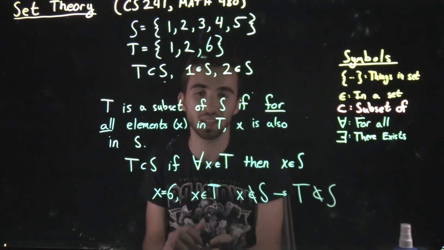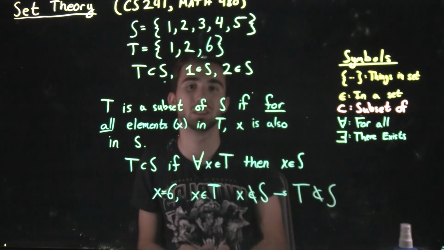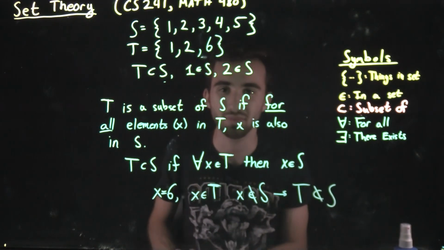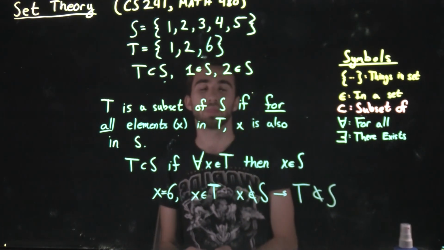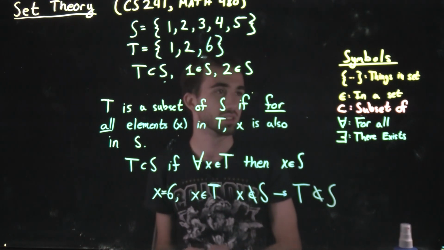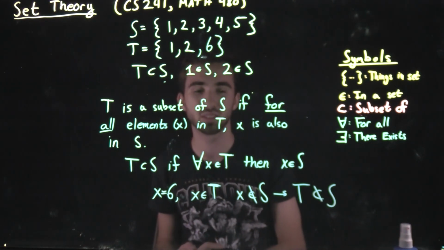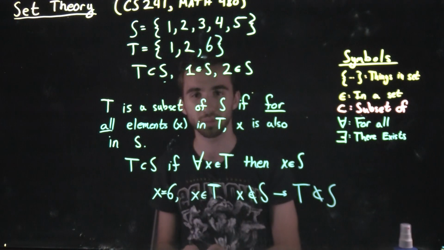So to say something is not, you just draw a little line through it. So it's not. Right? So that's the basics of set theory. That's pretty much all you need to know to start moving into the next more complicated subjects.